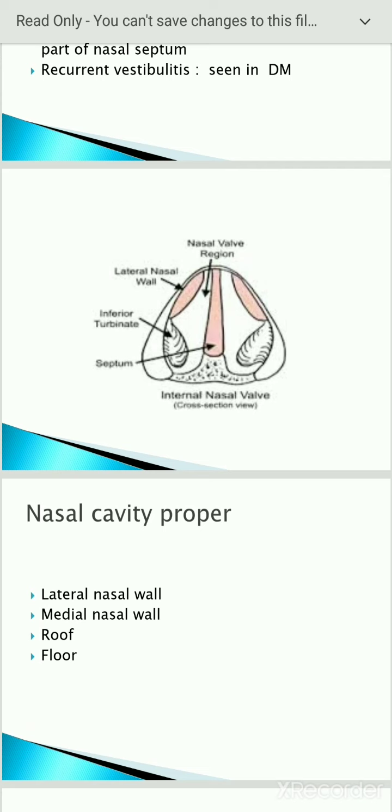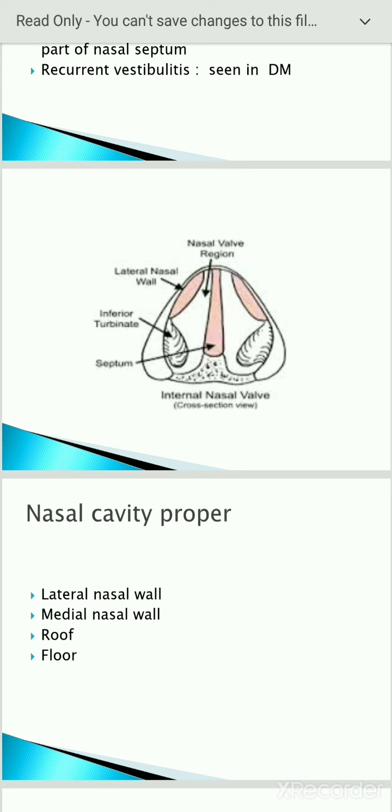In this figure, nasal valve is seen, which is superiorly. It is between nasal septal cartilage and upper lateral cartilage. In this figure, we are seeing inferior turbinate. So this is a picture of internal nasal valve.